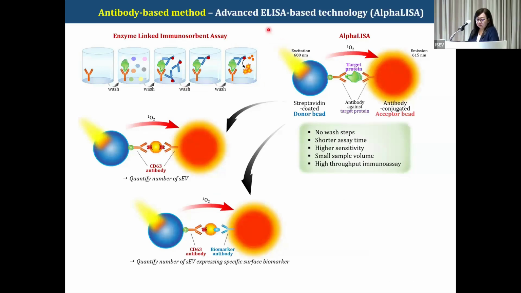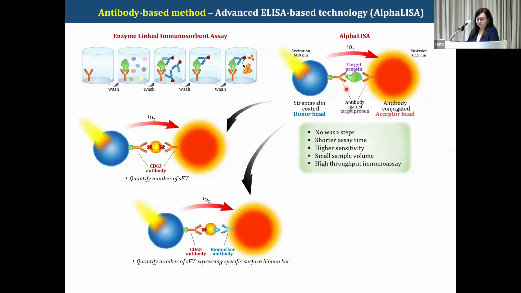AlphaLISA is an alternative immunoassay of conventional ELISA. The sandwich ELISA involves the use of primary and secondary antibodies against the protein of interest. It involves washing steps to remove the unbound antibodies throughout the protocol. So compared to the conventional ELISA, AlphaLISA performs a more direct analysis of biological samples without the need of the washing steps. Based on this sensitivity, small volume is needed, and the whole procedure is much shorter than ELISA.